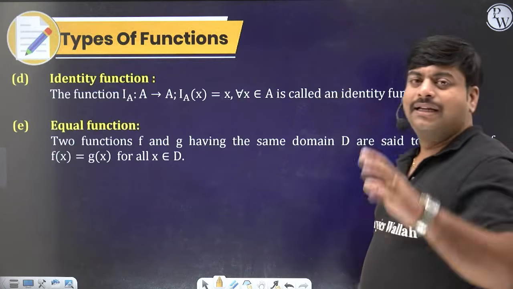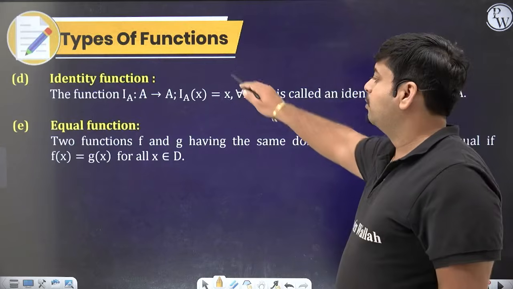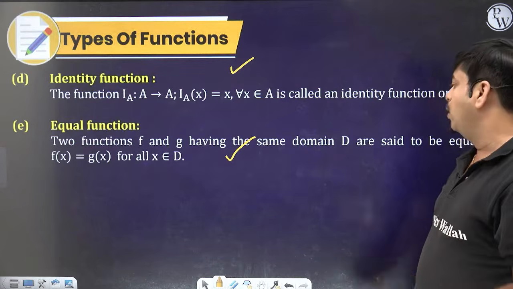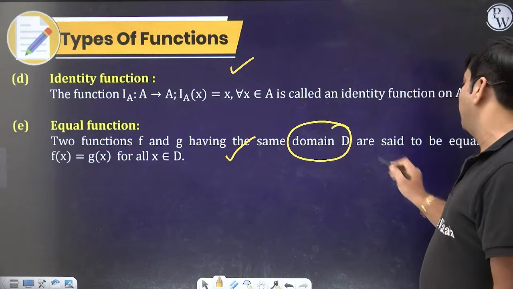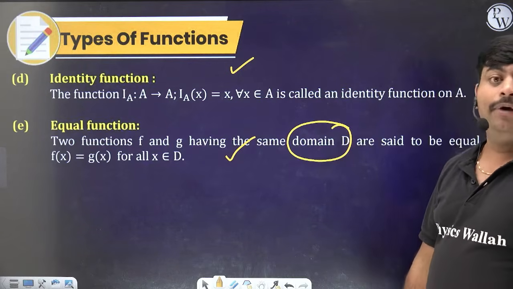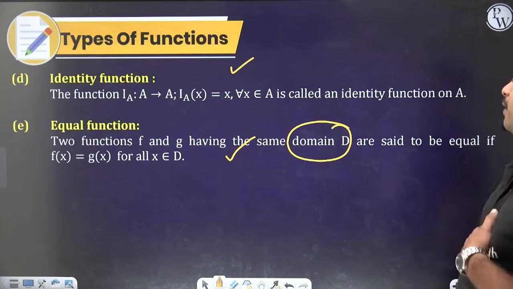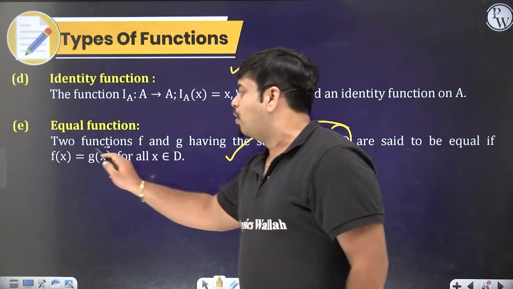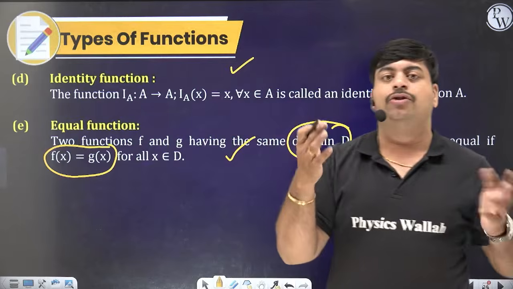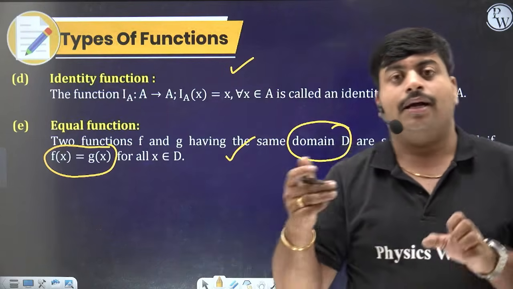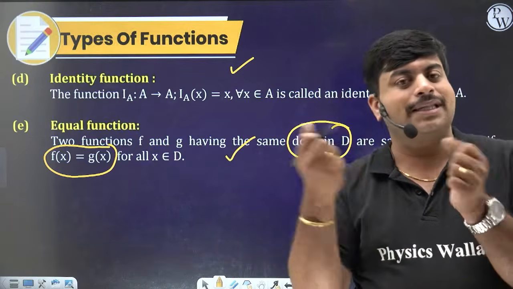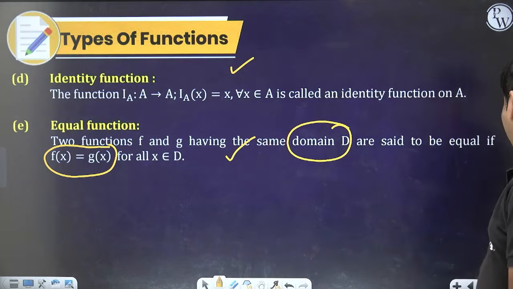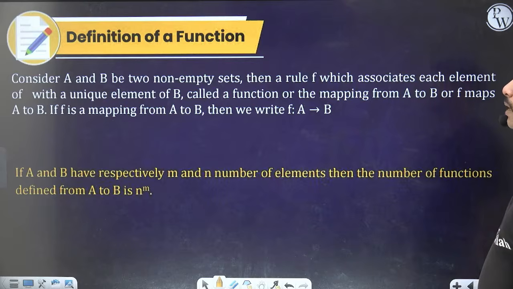Same way, for the identity relation, we have the identity function f of x equal to x. Equal functions: we can say two functions are equal only if they have the same domain and the same range. Two functions f and g having the same domain are said to be equal if f of x equals g of x, which means the range should also be equal.